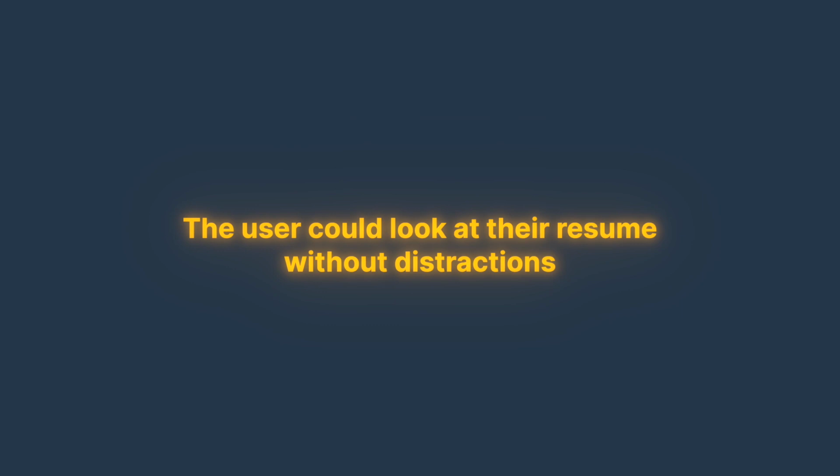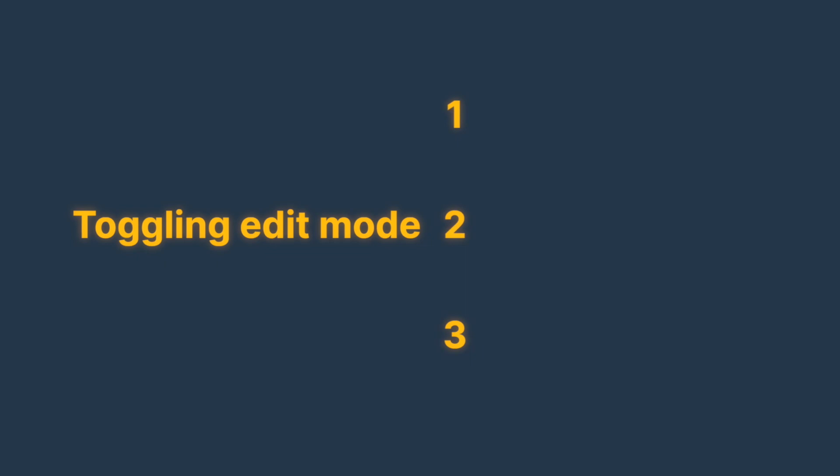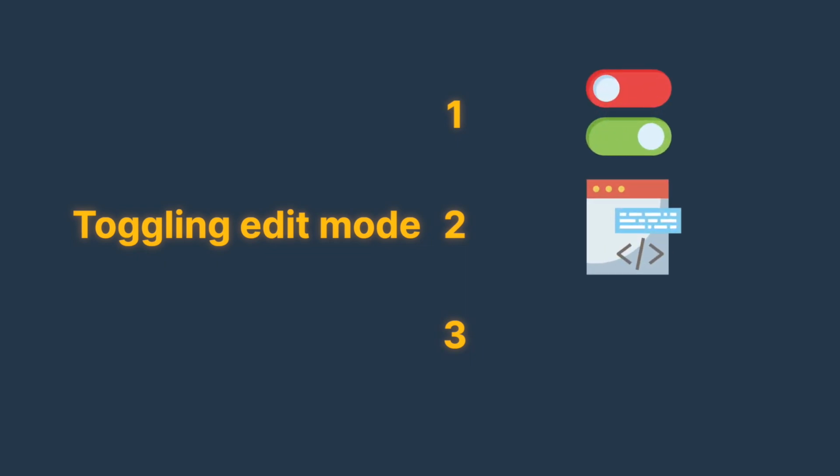All those edit buttons are a bit distracting. If we could toggle edit mode on or off, we could hide them when edit mode is off. The user could then look at their resume without distractions. For that, we will need three things: a new toggle component, a data property in our app that tells us if edit mode is on or off, a CSS class that gets added dynamically when the edit mode is off so that we can hide all edit buttons.